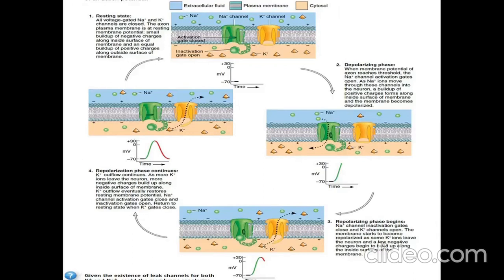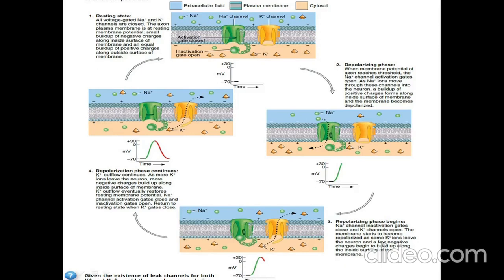Now these are the resting phase, depolarization, and repolarization phases. In the resting membrane potential, it means the sodium is present outside the membrane and an excess amount of potassium is present inside the membrane, and the cell is at the resting state.